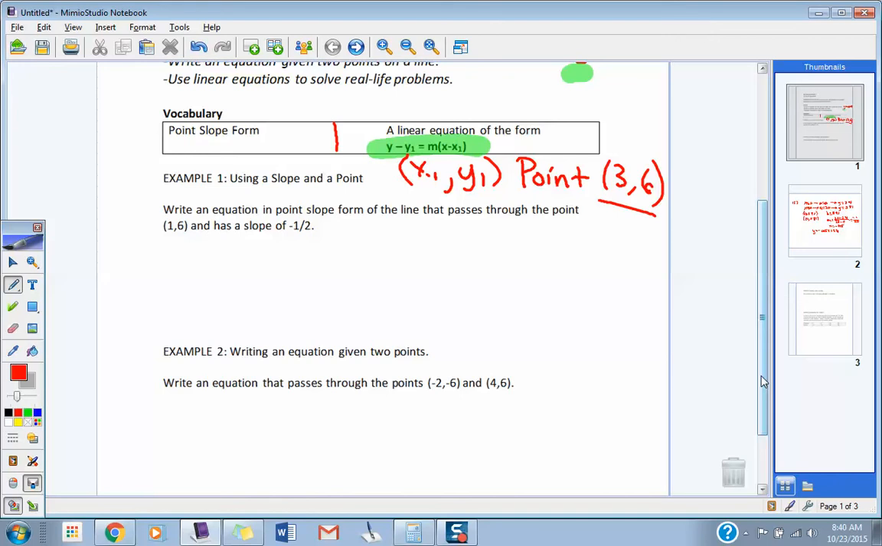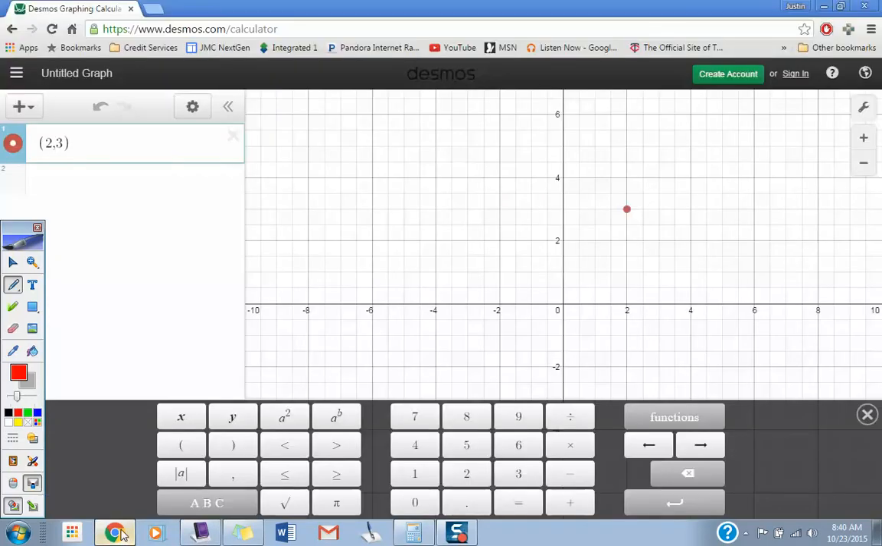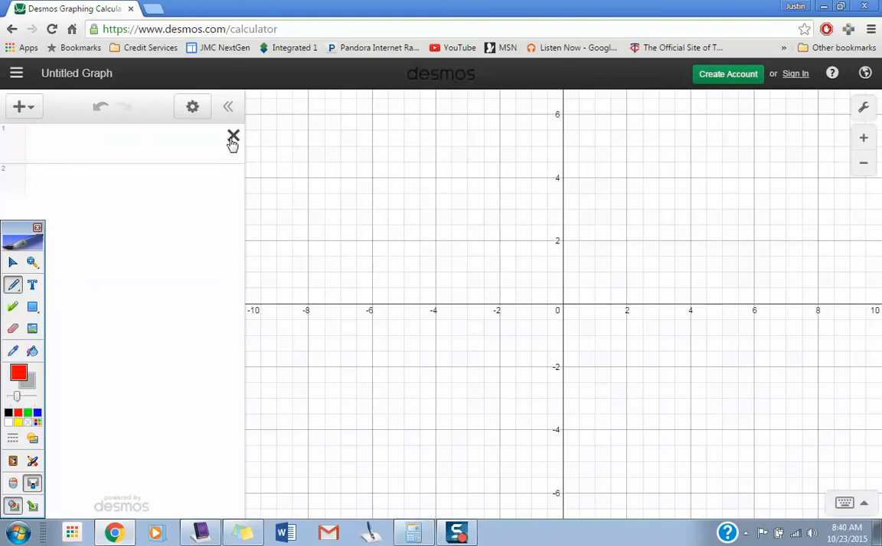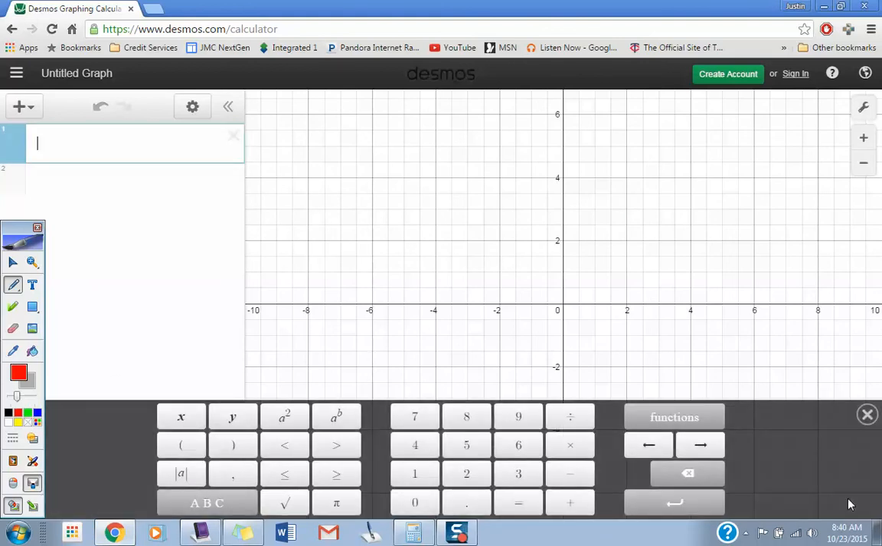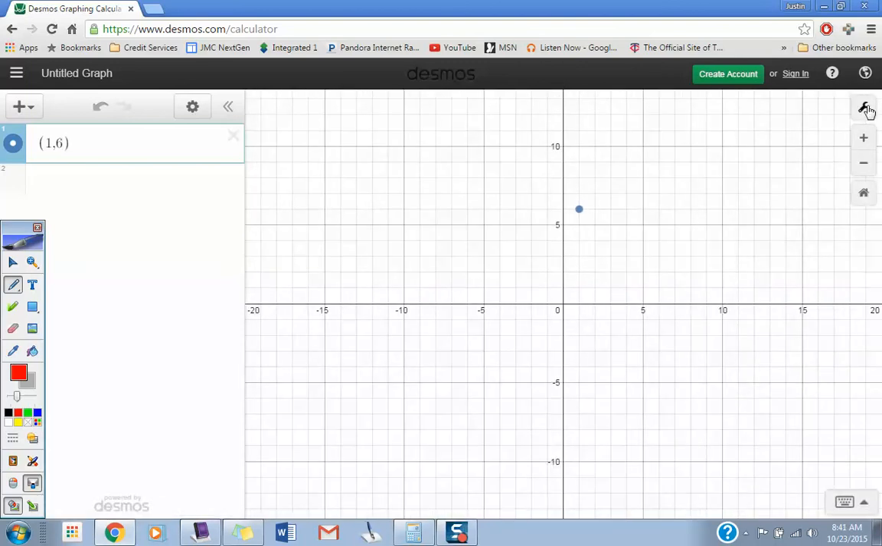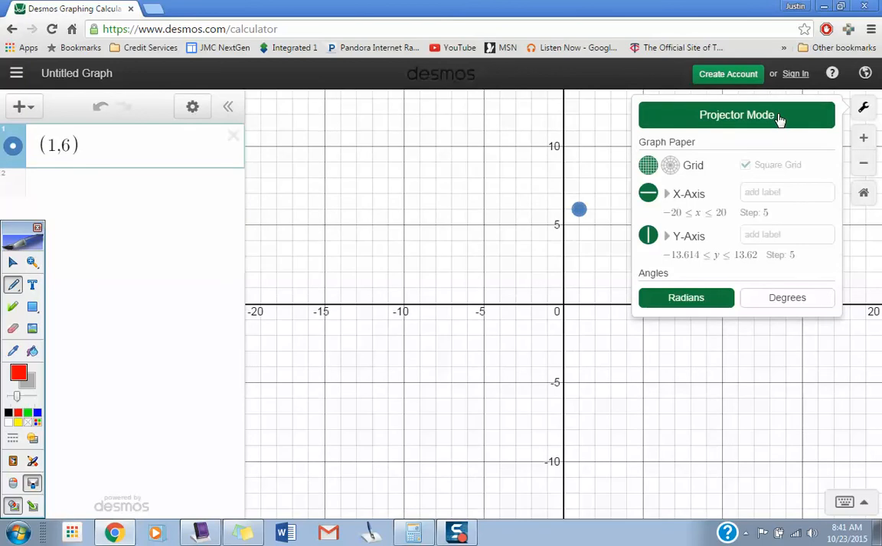All right, what point do you know you have to pass through? 1 comma 6. Okay, so I'm going to highlight. What was the point again? So 1 comma 6, you say? Okay, point's plotted right here, right? And then how about your slope through that? -1/2.